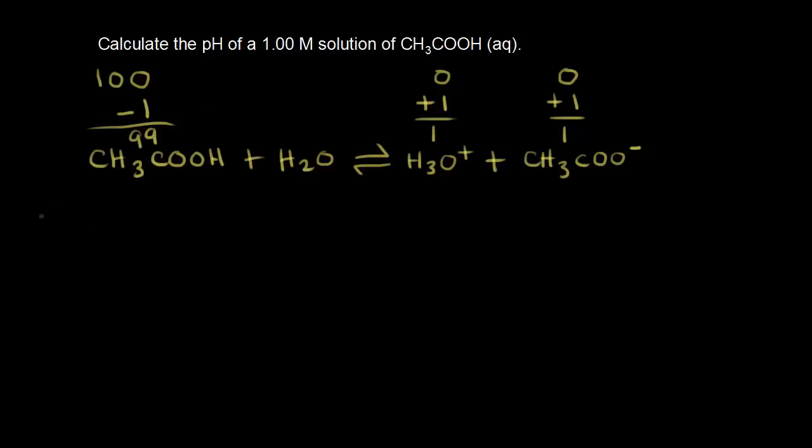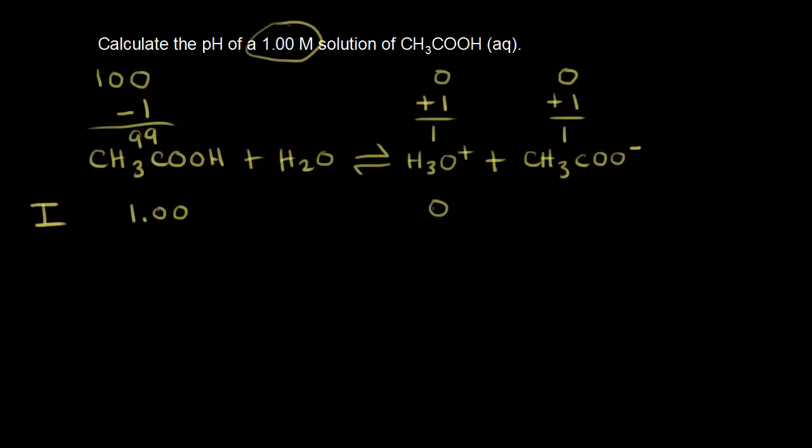So next, we're going to start with an initial concentration here. And we're starting with a 1 molar solution of acetic acid. So I can write here 1.00 as my initial concentration. And just like before, we're going to pretend like nothing has happened yet.